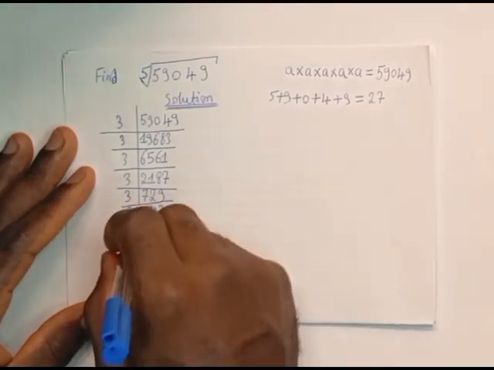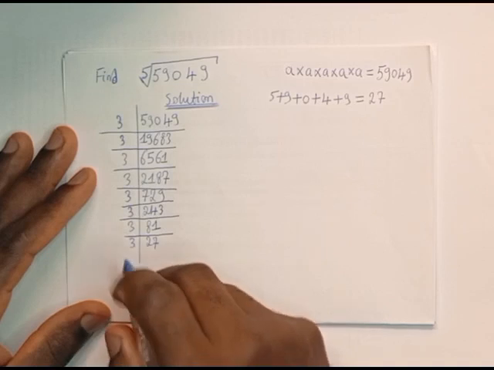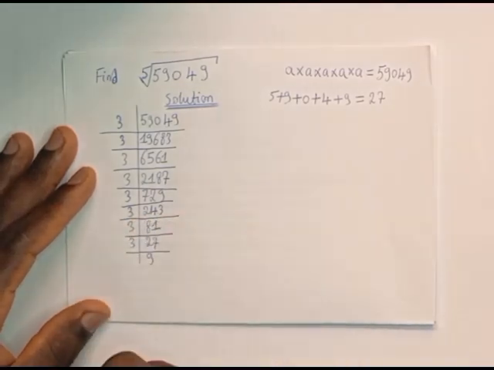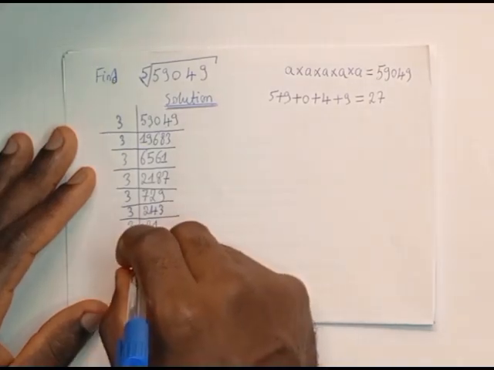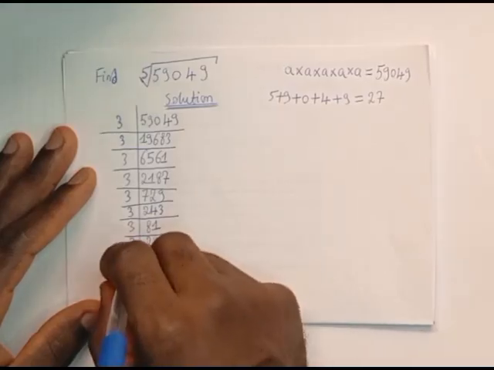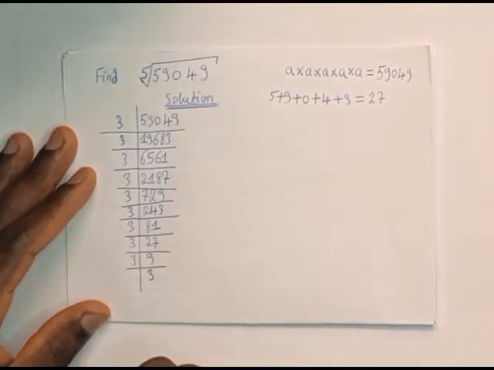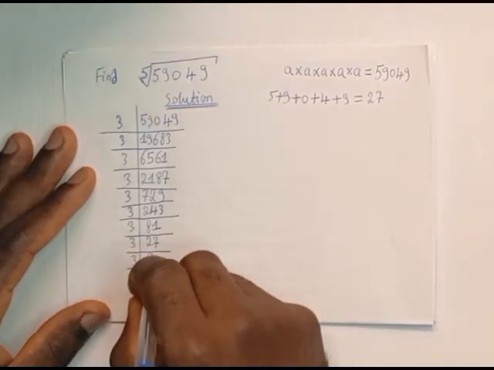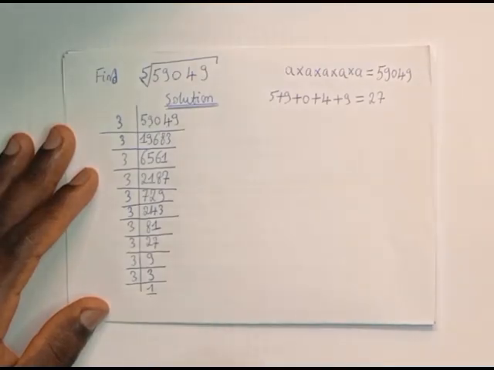27, which is a multiple of 3. Bring down 3. We divide 27 by 3. This will give us 9, which is a multiple of 3. We are going to bring down 3. We divide 9 by 3. It gives us 3. We divide 3 by 3, which gives us 1. When we reach 1, that means the division has ended.